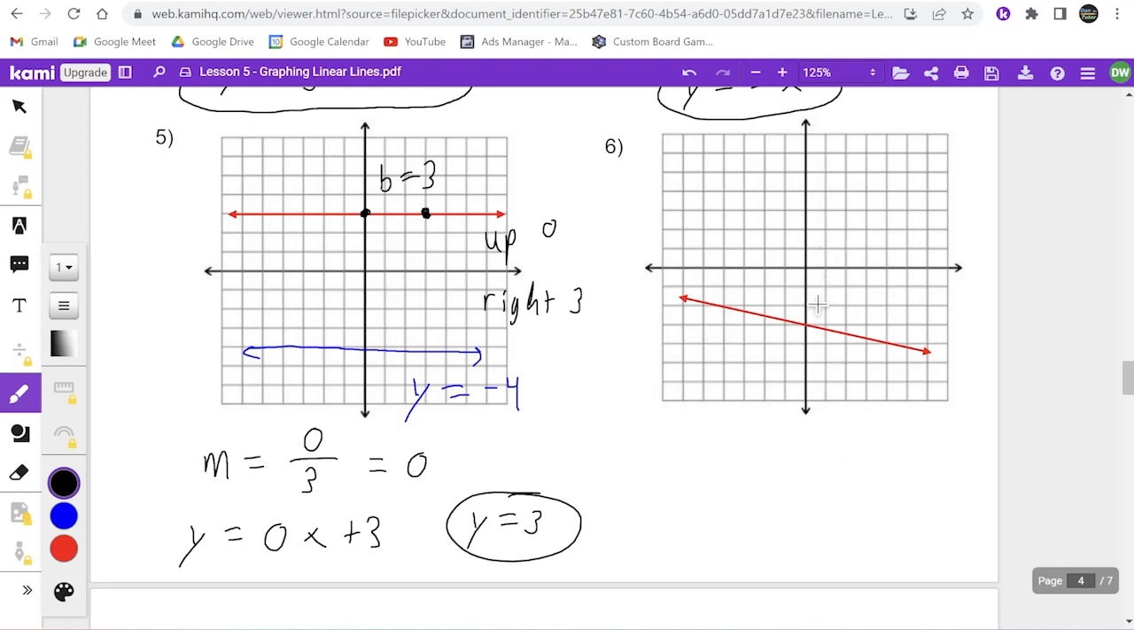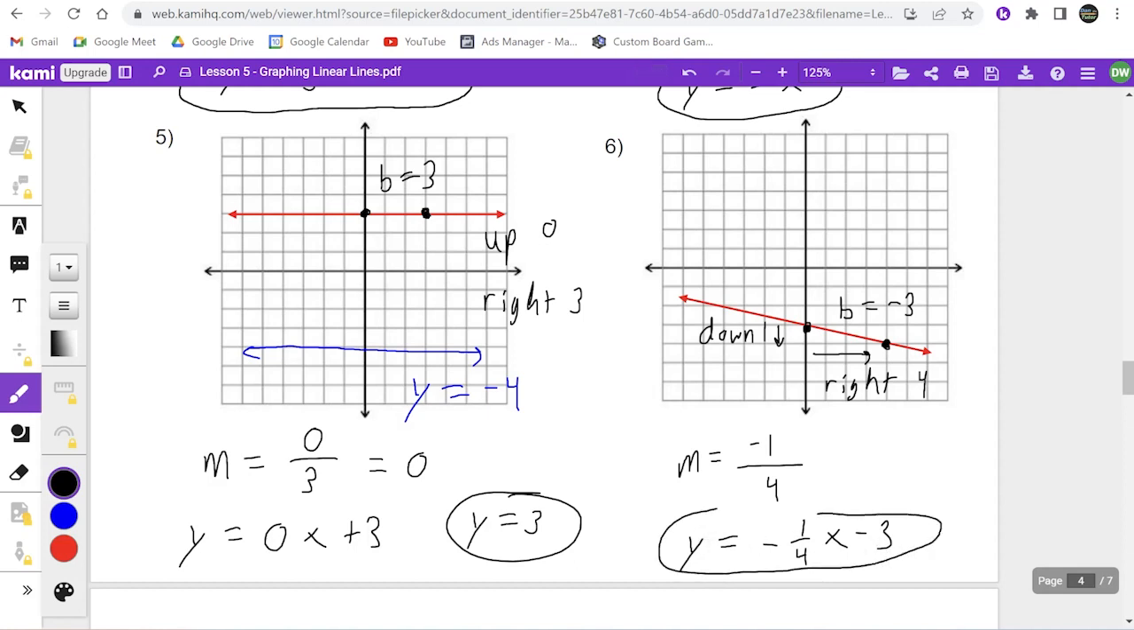Okay, time's up. So first thing we say is that the starting point is at -3, which means b equals -3. And then this one's kind of hard to see, but the best point is to choose that one right there, because that's the one on the coordinate grid. It looks like for this one we're going down 1, so I know the slope will be negative, and we're going right 4. So that means my slope m is -1 over +4, which we can write as -1/4. Which means my final answer is y equals -1/4 x minus 3, and there's our answer.